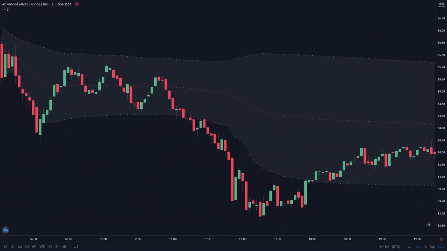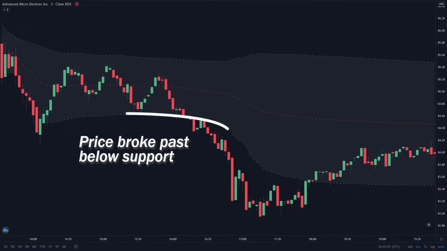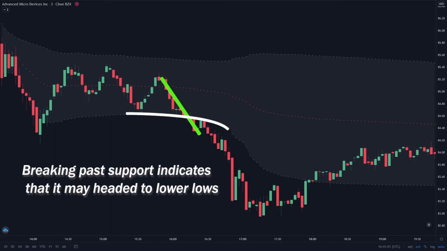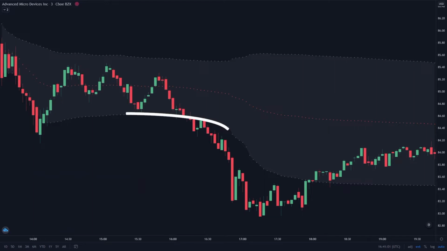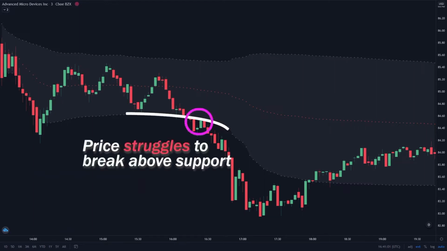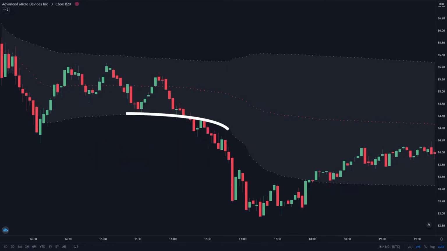And you can see that a couple of minutes later, I identified another trade potential. You see that the price drops below the support line, which indicates that it's possibly heading to lower lows. And after it breaks the support line, notice that the price struggles to break above it, which means that there is a chance that it might explode to either upwards or downwards.